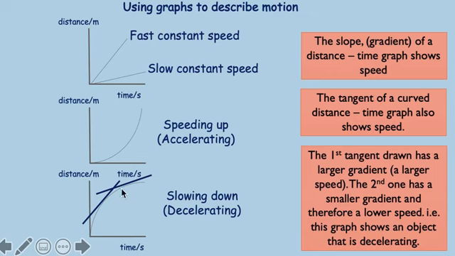So that slope tells me the speed, and over time that slope has got smaller, and so the speed has got smaller, and that's what we mean by decelerating. Something that's slowing down, the speed is getting less over time.